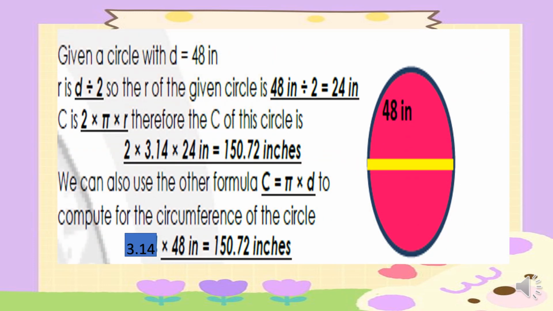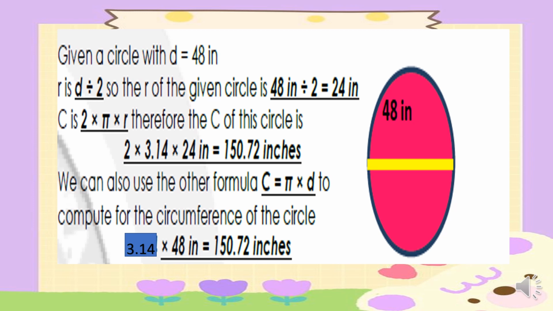Okay, so given a circle with a diameter of 48 inches. Ang given naman sa circle na ito ay 48 inches, and that is the diameter. So kung kukunin natin ang radius, we have to divide 48 by 2. So 48 inches divided by 2, you will get 24 inches. And 24 inches is the radius of 48 inches na given na diameter.